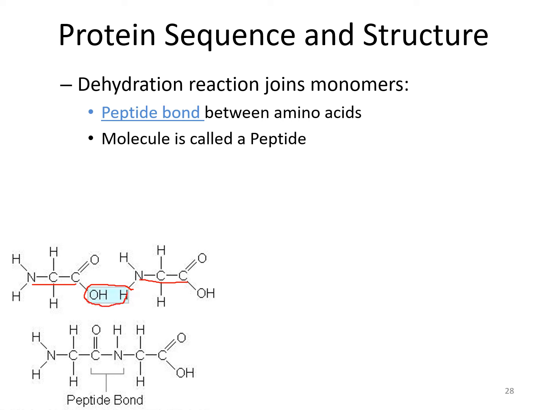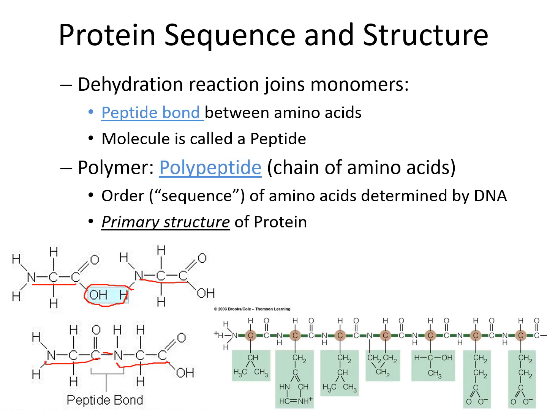Water is removed, a bond is formed, and so now we have a slightly longer chain: carbon, carbon, nitrogen, carbon, carbon, nitrogen, joined together with something called a peptide bond. And so we can keep on doing this. We can keep joining amino acids together. Again, note the pattern: carbon, carbon, nitrogen. Seems like that's important if I keep saying it over and over again.